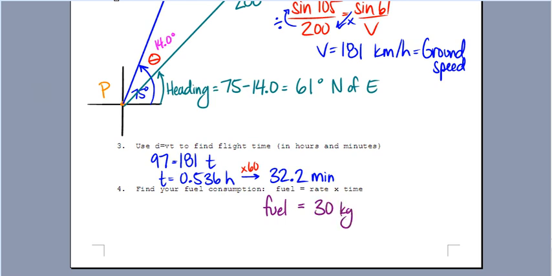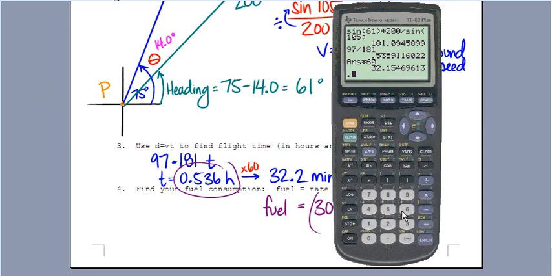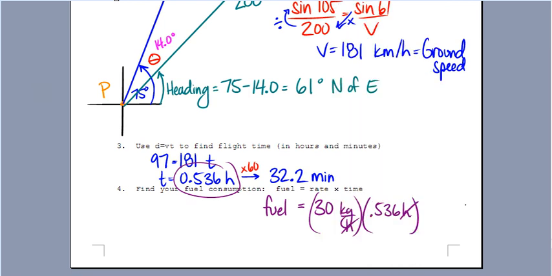I'm just going to show units so we can see which of our times to use. Multiplied by, if we're kilograms per hour, we want hours. 0.536 hours. And then our hours cancel out. We get our answer. 0.536 times 30 is 16.1 kilograms. There's the minimum, I guess, amount of fuel you need to put on board.